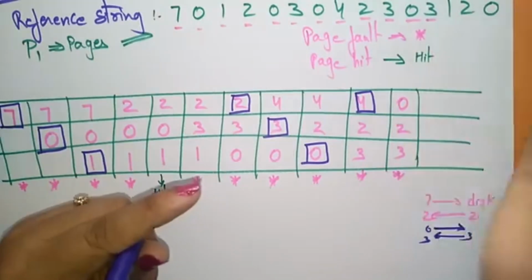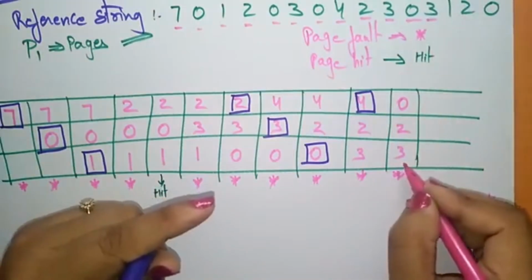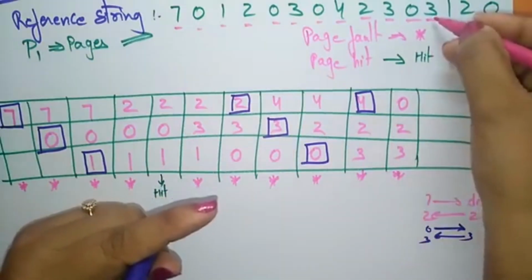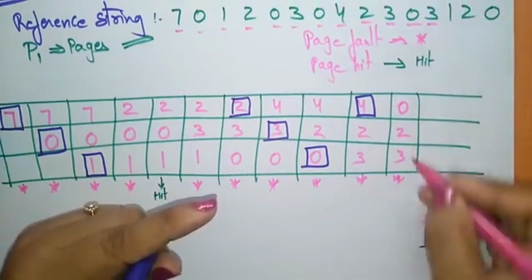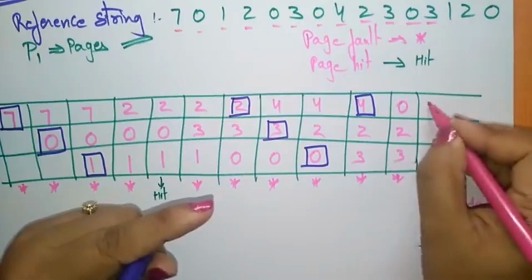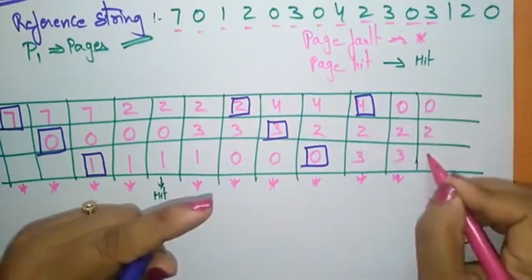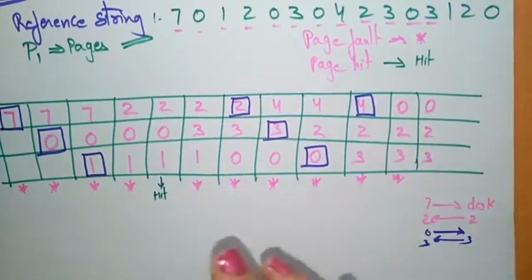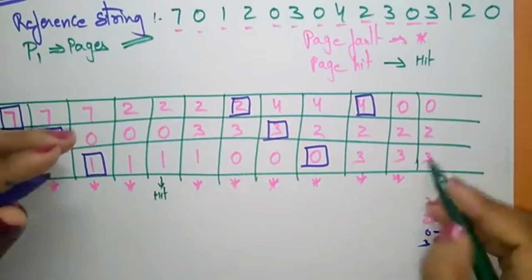Next I want to place 3. But 3 is already present in the main memory, the page demanded by the CPU, that is 3. The 3 is already present in the main memory. So just write 0, 2, 3. So this you call a hit.